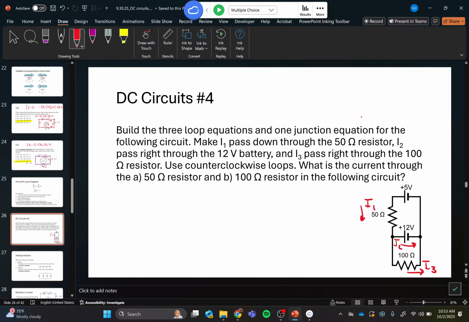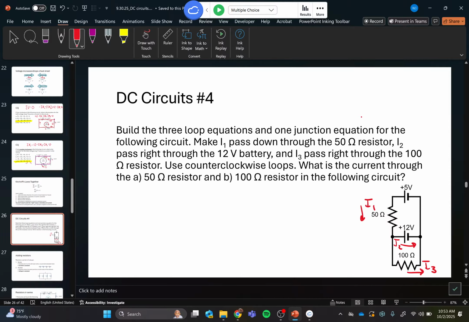But just to let you all know, in other classes, they're not going to tell you the directions of current. You just pick them. Make a guess. If you're wrong, it doesn't matter. Same with the loops. I tell you the direction of the loops. In future classes, they're not going to tell you the direction of loops. You just pick one. It's fine.